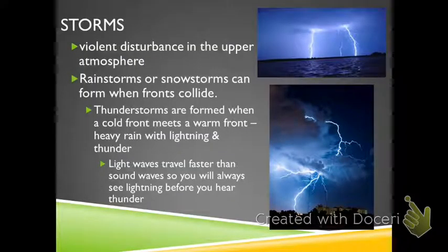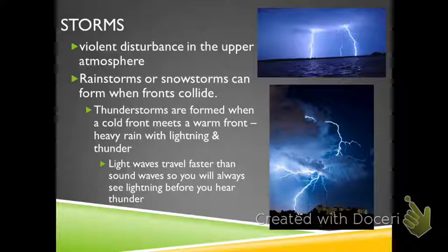Storms are defined as violent disturbances in the upper atmosphere, typically as a result of colliding fronts. Thunderstorms are a result of cumulonimbus clouds forming when a cold front moves in and meets a warm front. These storms can include heavy rainstorms with thunder and lightning.